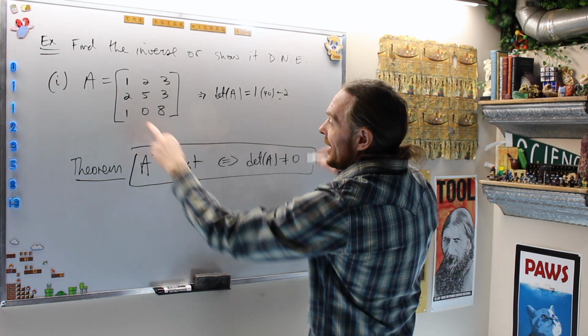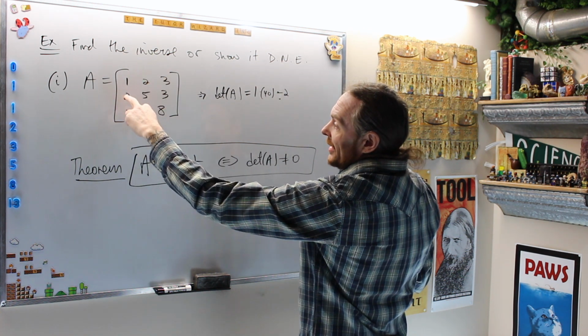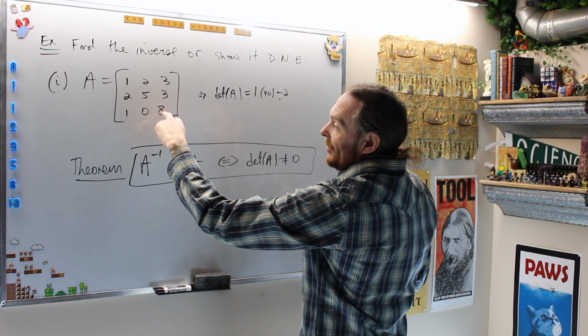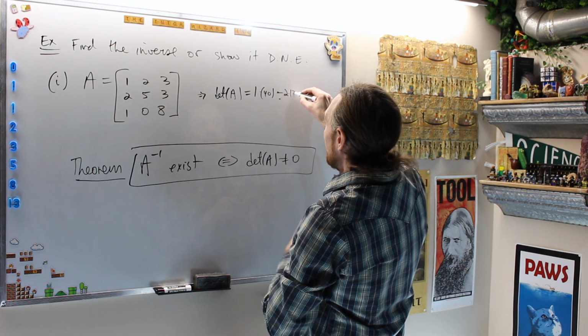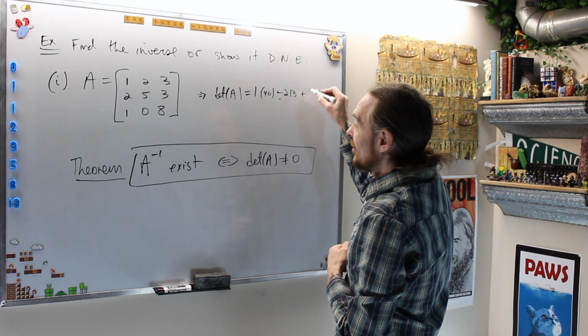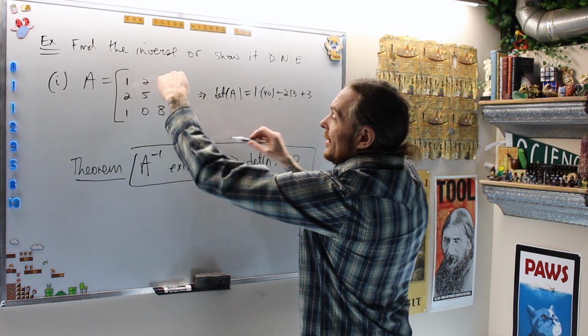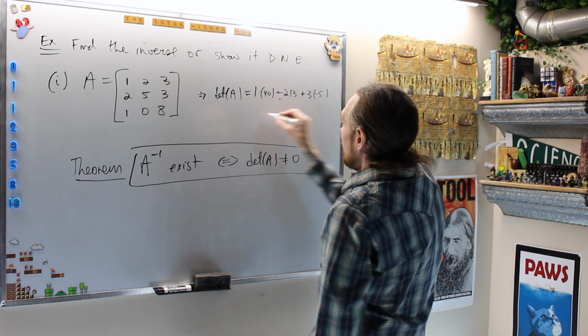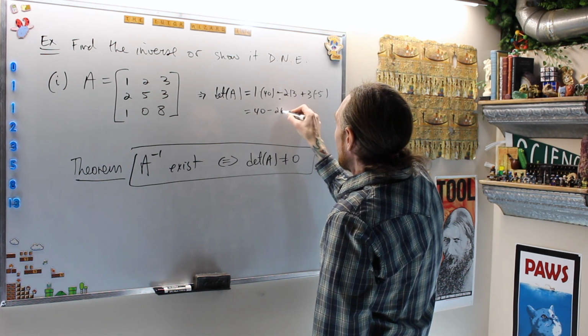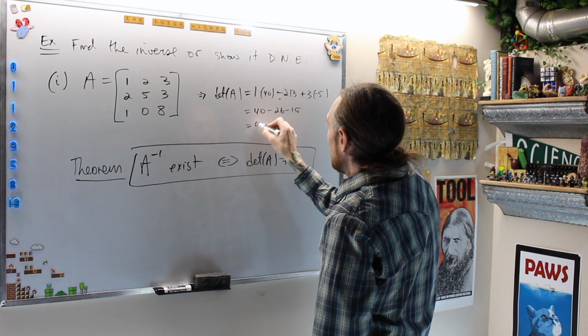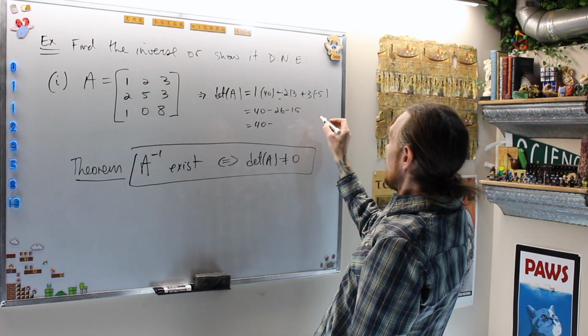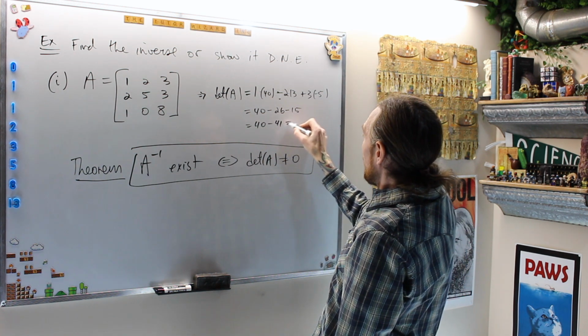minus 2 times, now we're going to block off this and this, so we're going to get 16 minus 3 is 13. So we're going to get 26, and then plus 3 times 0, negative 5. So we're going to get 40 minus 26 minus 15, which is 40 minus 41, which is negative 1.